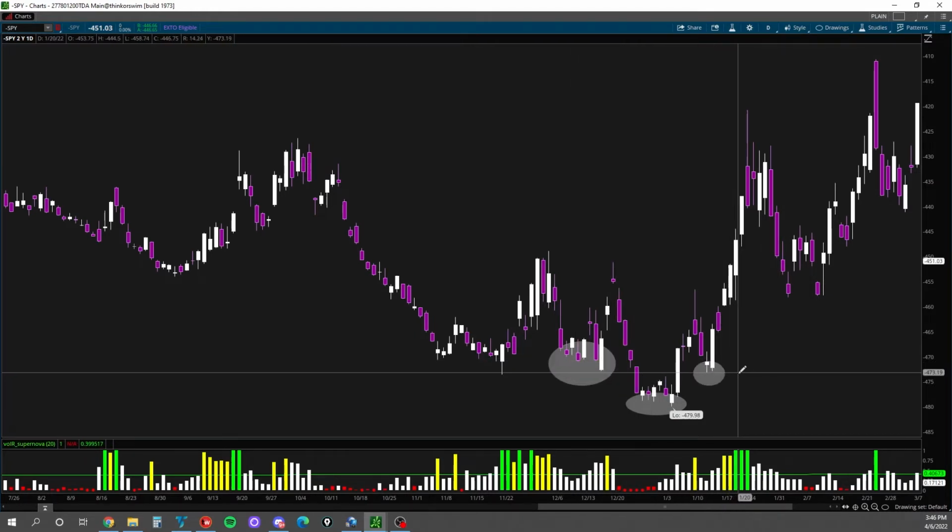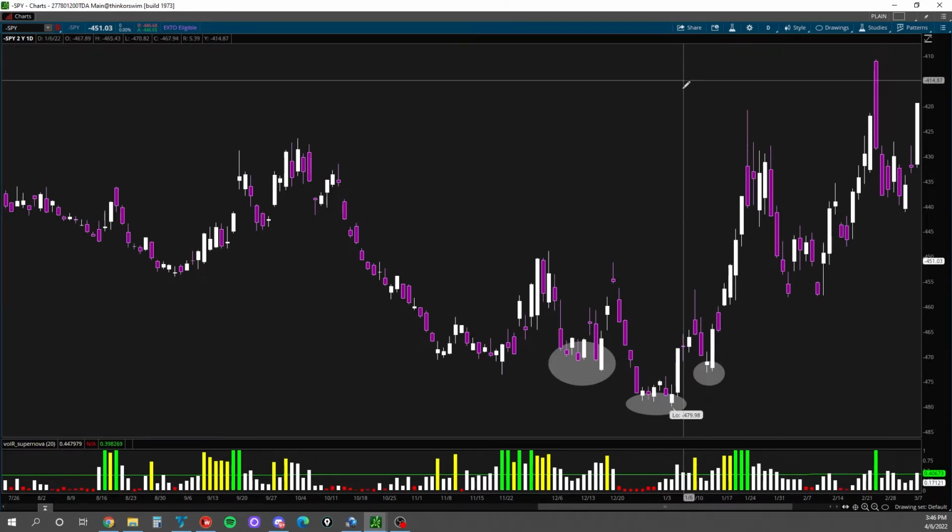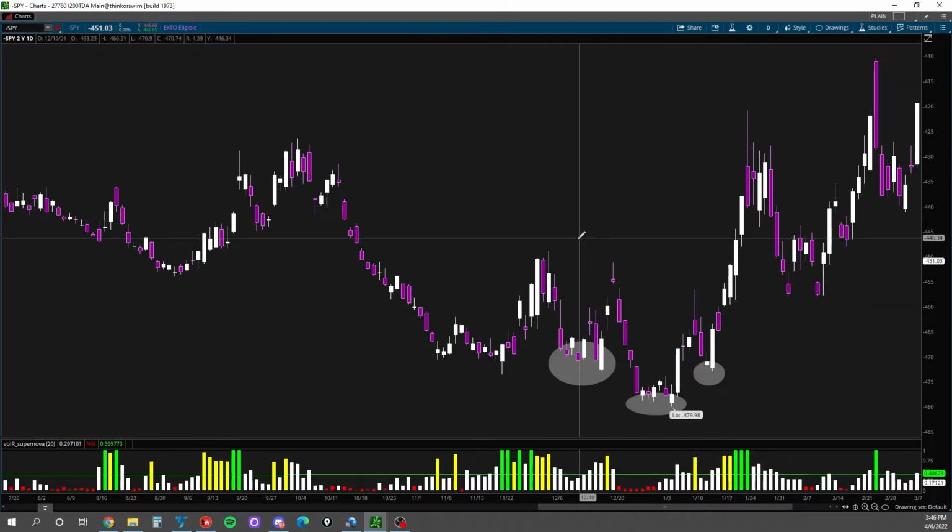What is a prerequisite is that it will negate the pattern if we have this low right here extending below the head, or above the head in the original version.